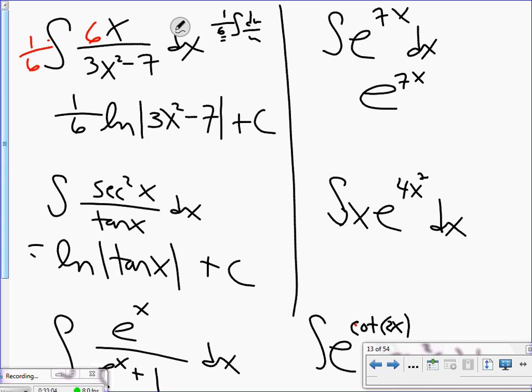Oh, he's got to get all fancy. E to the 7x, he said over 7. Let's see. You need a 7, right? This is e to the u, you need du. So you need a 1/7 on the outside. So if you have 1/7 e to the 7x, that's the same thing. Because you can't integrate e to the u without having du, which means the derivative of u. The derivative of 7x is 7. So it has to be there before you can say what the antiderivative is.